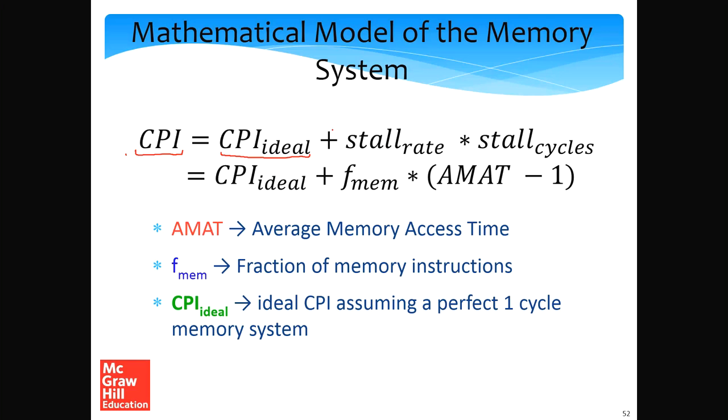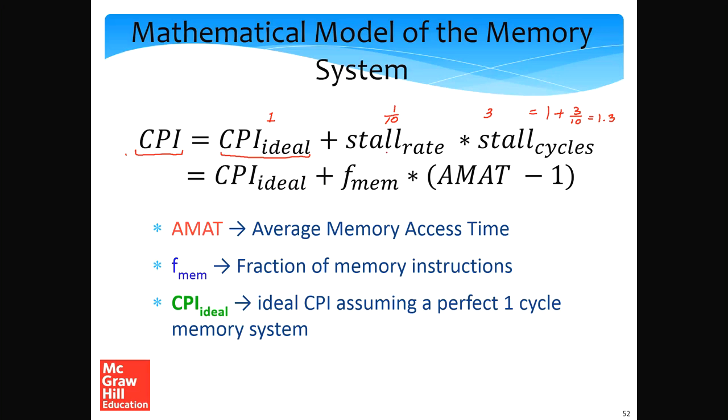Let us assume that the ideal CPI is 1, which is the case of maybe a single cycle processor, the stall rate is 1 in 10, and for every stall on an average we waste 3 cycles. Then the CPI is 1 plus 3 by 10, which is 1.3. So this is CPI ideal.